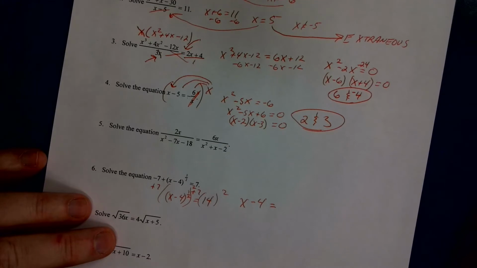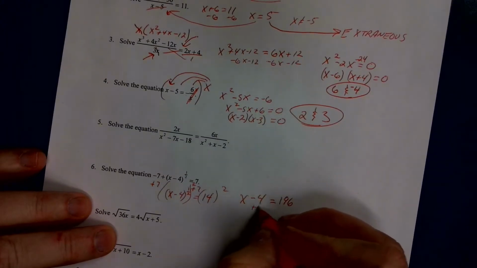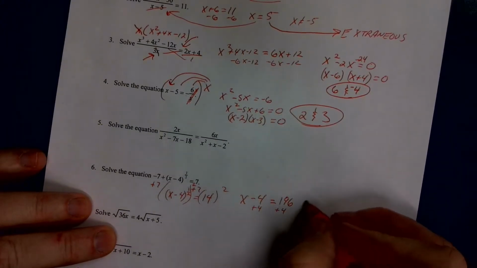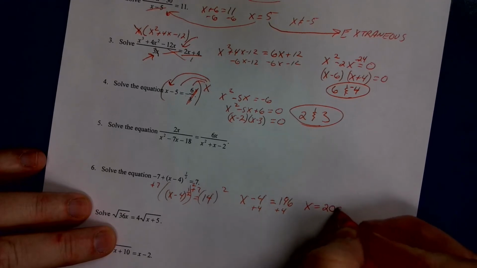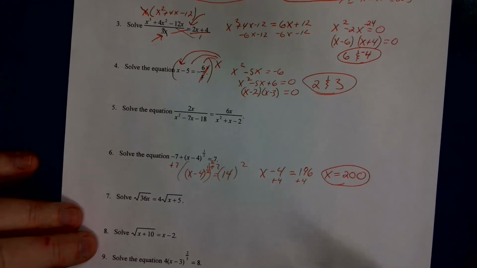Equals, first time on this sheet I need to pull out my calculator. I'm going to go ahead and do 14 squared, and I get 196. And then I add 4, and I add 4, and x equals 200. Final answer on that one.